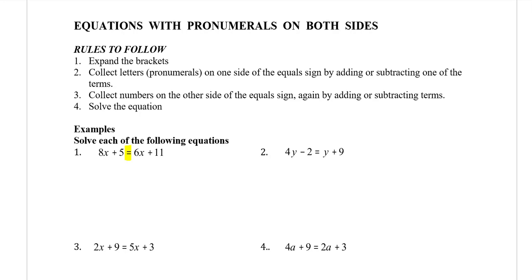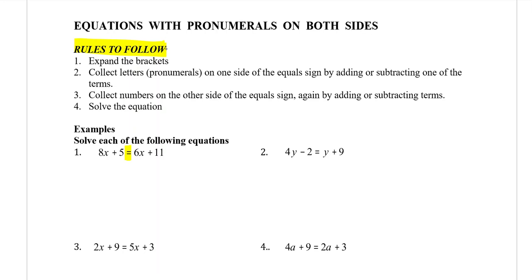Okay? So there is a list of rules here to follow. It says expand the brackets if there are any, and a lot of the time yours won't. You'll see in these first ones there aren't any brackets, but there is one, the very last one I believe, has a bracket in it. Collect all the pronumerals, and as I said, we're going to move them all to the left. And then we're going to do all of our opposites by adding, subtracting, multiplying and dividing to get that pronumeral by itself to solve it.